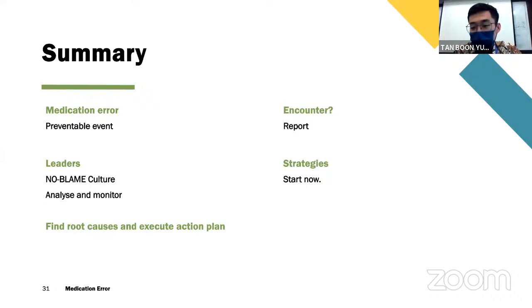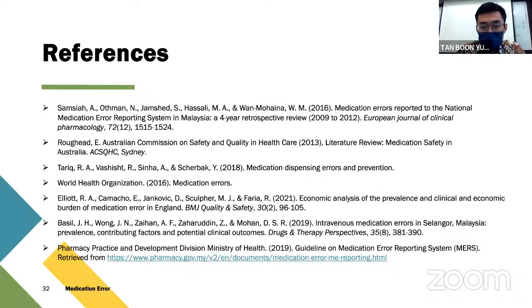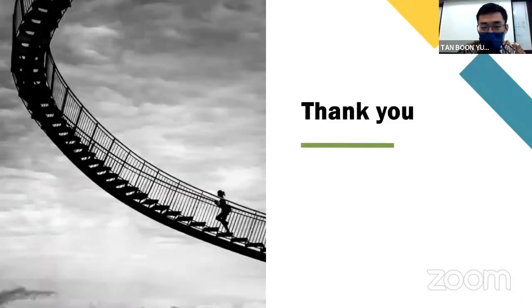So you can see that what Sister Najwa has shared about the strategies are all targeting the causes of medication error. So we target the cause and then we prevent the error from happening. The number of medication errors will drop. So what is the strategy? Start now. We have to start reporting now, and start whatever we can do now. And then find the root causes and execute an action plan by analyzing and monitoring the error reporting. Okay, so that's all from us. These are the references that we used. Thank you. We may proceed to the Q&A session.